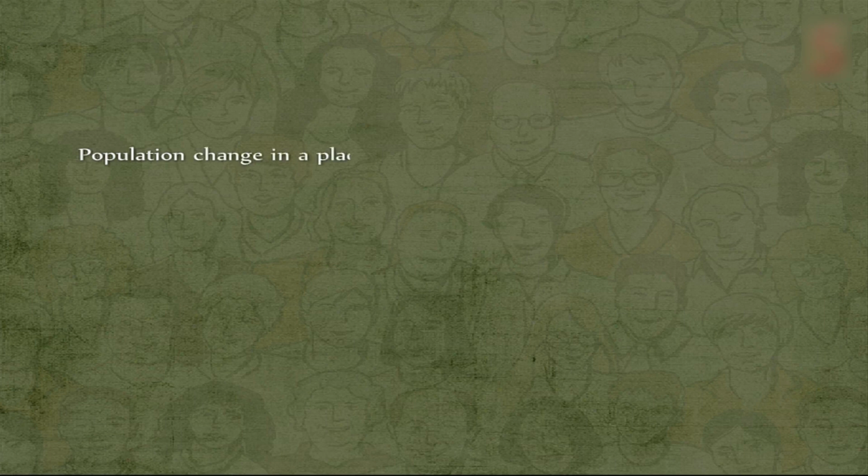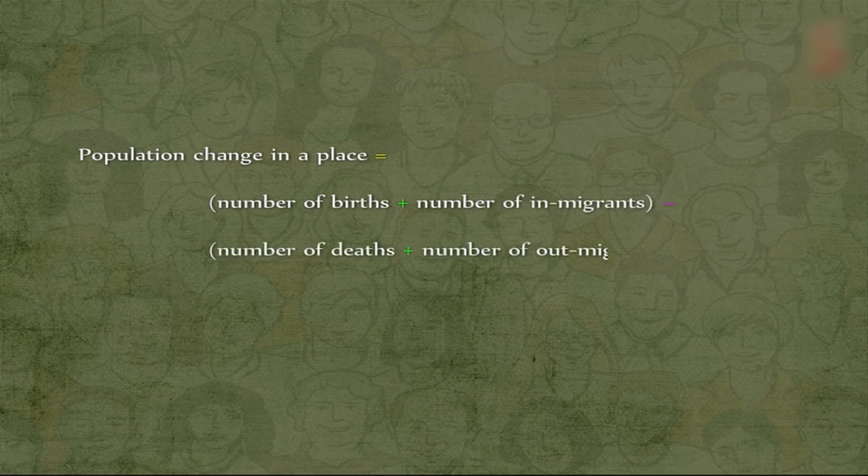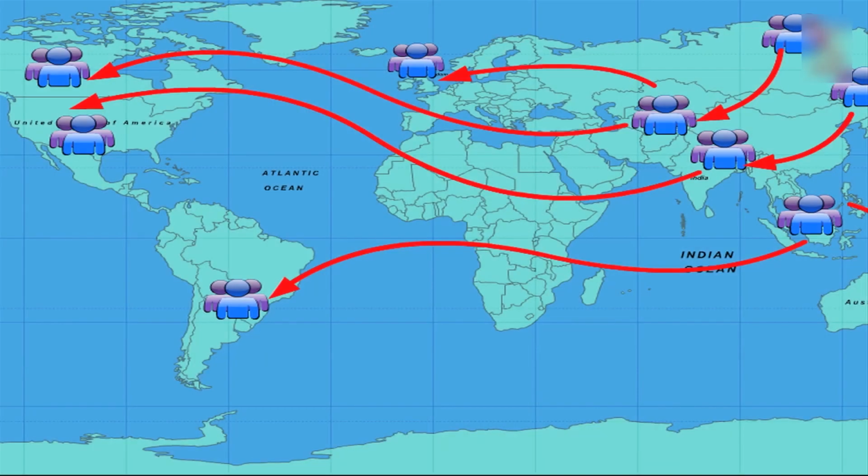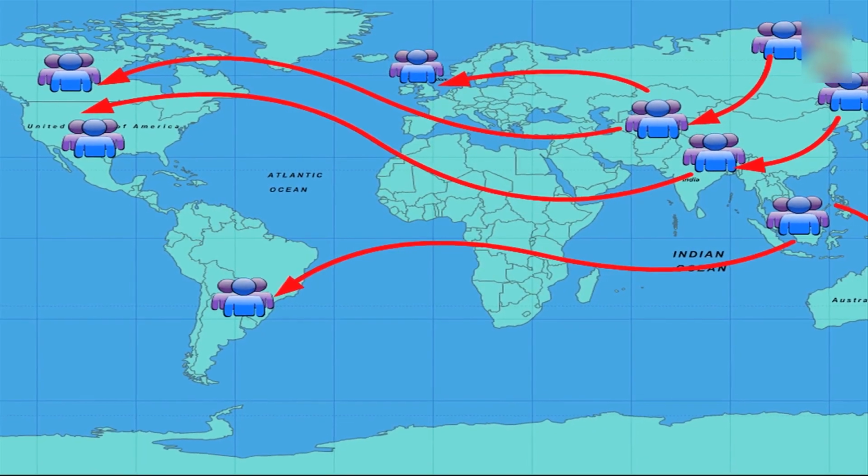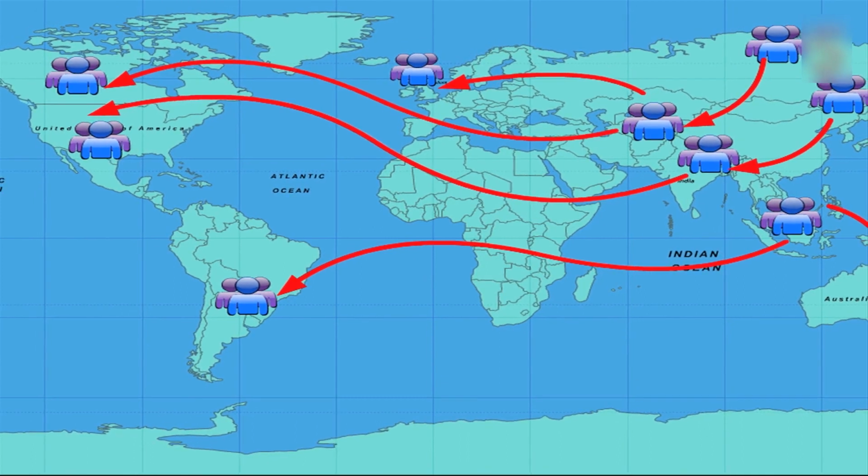Students, now let us see how population change in a place is calculated. In other words, population change in a place is equal to the number of births plus number of in-migrants minus number of deaths plus number of out-migrants. Migrants, as we all know, are the people who move from one place to the other in search of work. In case the population change in a place is a negative number, it simply means that it has decreased by that number.